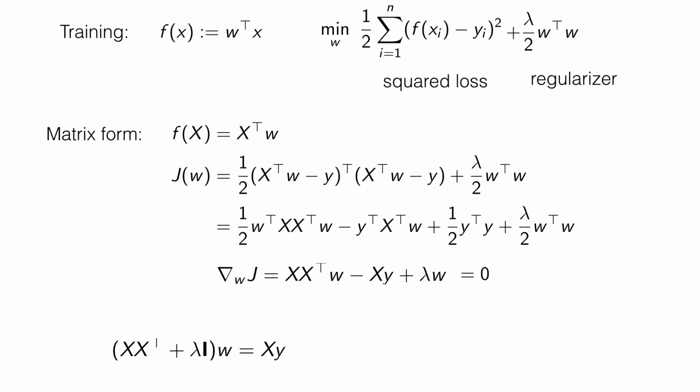So you get x transpose plus lambda times the identity, all of that multiplied by w equals this other thing that's a constant, x transpose times y. And then in order to actually solve for w, we just multiply both sides by that coefficient matrix inverted, and you get this. So this is a closed form solution.